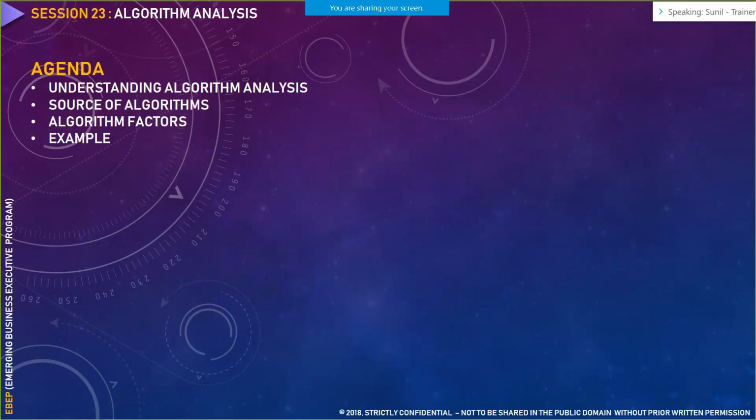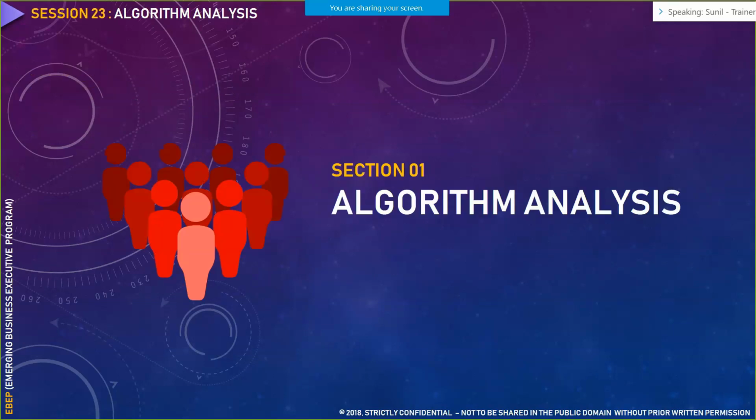So in today's session, we are going to cover what is algorithm analysis, how and where we get the information about the algorithm, what are algorithm factors, and we would see a sample case study.